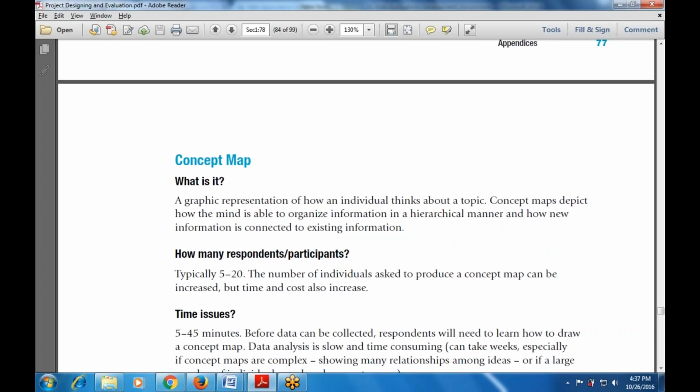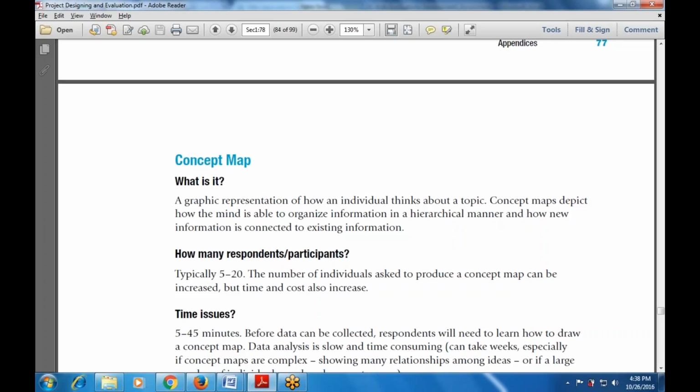The next question arises: how many respondents or participants are available with this concept map? It typically has 5 to 20 participants or respondents. The number of individuals asked to produce a concept map can be increased, but time and cost also increase. If the number of participants increases, then the time and cost also increase, because if more are produced, then there is more individual thinking. We have to represent that in the graphical format, so in that case also, time and cost increase.